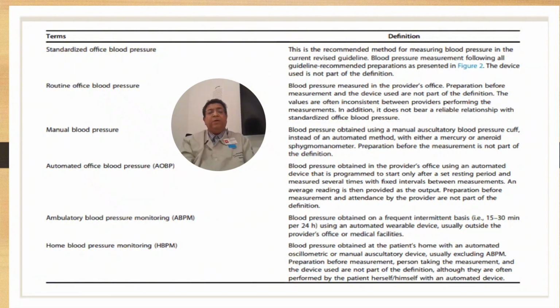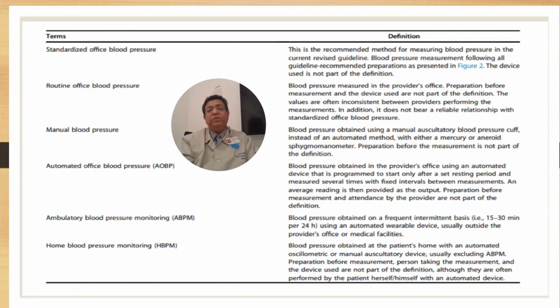So we will be talking about these different terms as we go through several talks in the series. Standardized office blood pressure implies that the blood pressure has been measured under standardized conditions. And we will talk about what standardization implies. For example, having the back supported and not talking for 5 minutes before measurement, during measurement, and then avoiding caffeine, avoiding smoking, things like that.